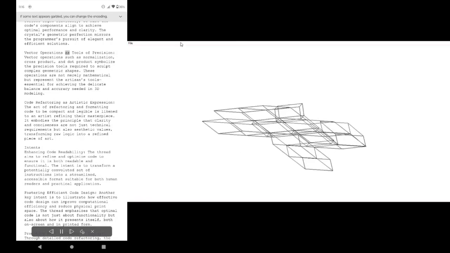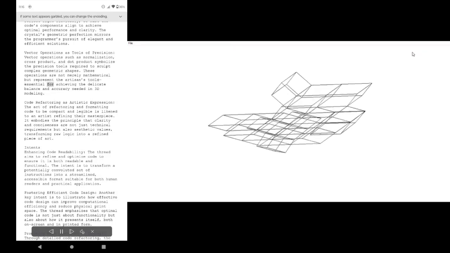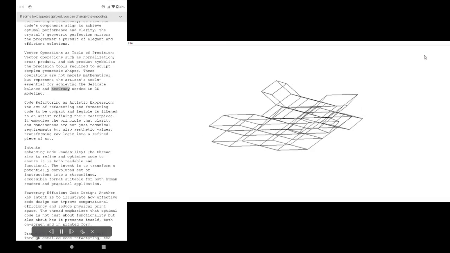Vector operations as tools of precision. Vector operations such as normalization, cross-product, and dot product symbolize the precision tools required to sculpt complex geometric shapes. These operations are not merely mathematical, but represent the artisan's tools, essential for achieving the delicate balance and accuracy needed in 3D modeling.